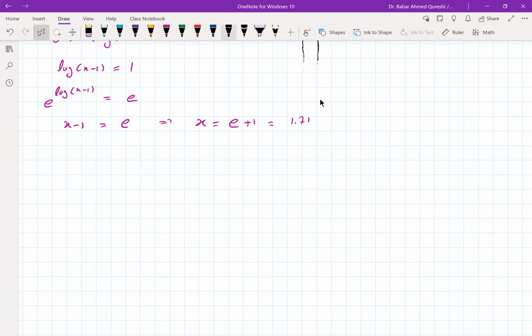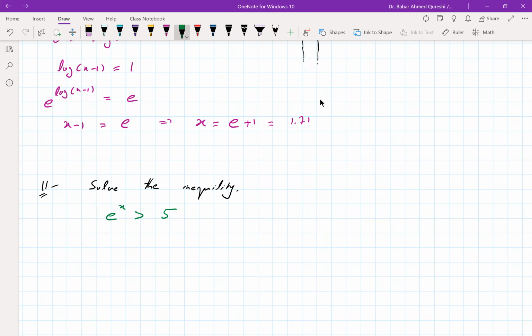Now, let's consider, yeah, so there is this point. So suppose you want to solve the inequality. And the inequality given to you is this. e^x is greater than 5.